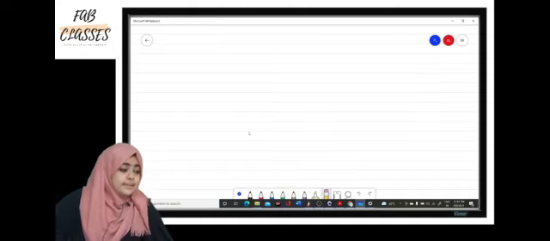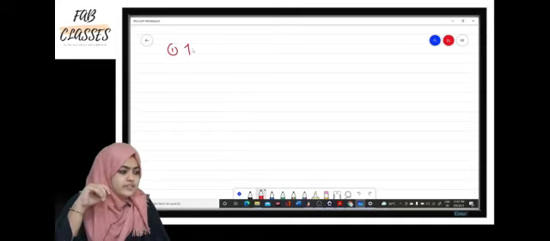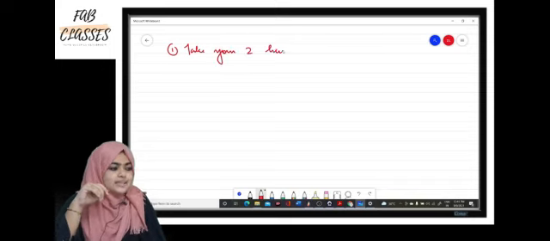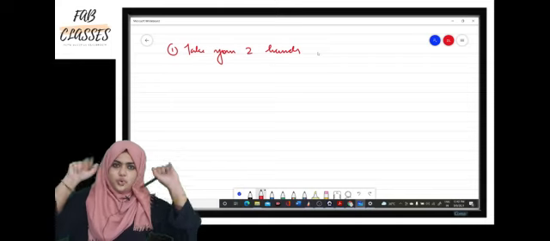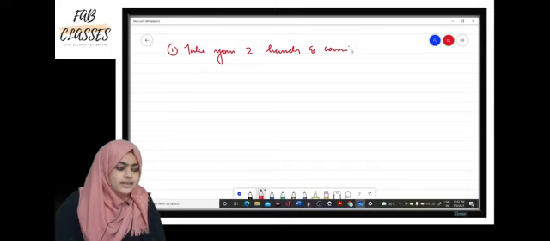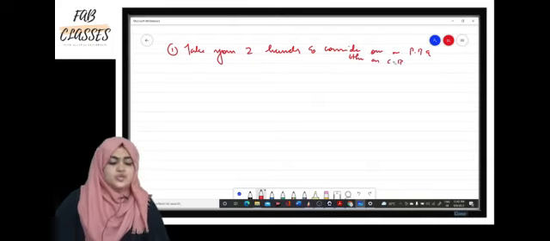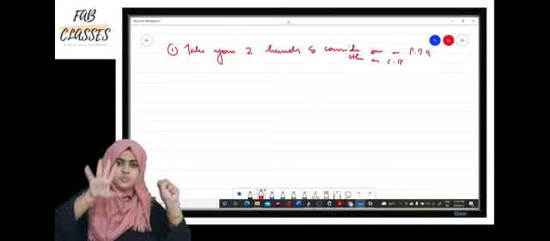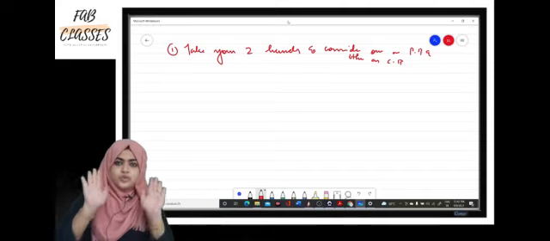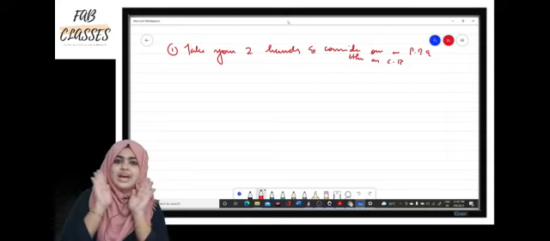So the first step in solving the bank reconciliation statement question is: take your 2 hands and consider one as passbook and the other as cash book. So take your 2 hands, consider one as passbook and the other as cash book. Okay, so you have to take your 2 hands, and one hand will be cash book and one hand will be passbook. Okay, so that is the first step.